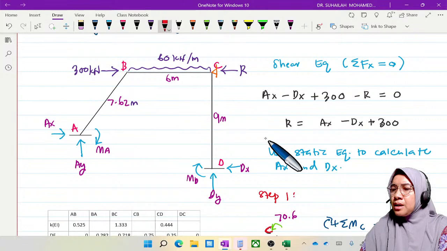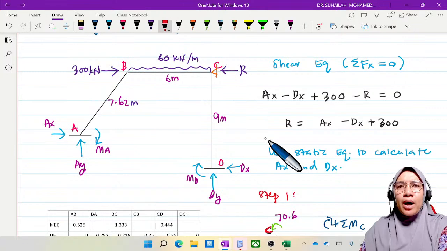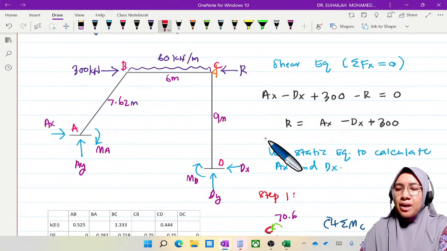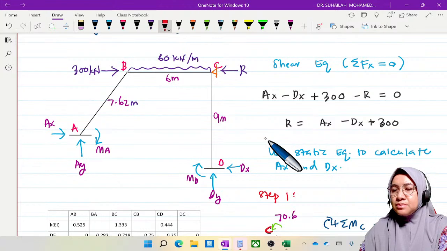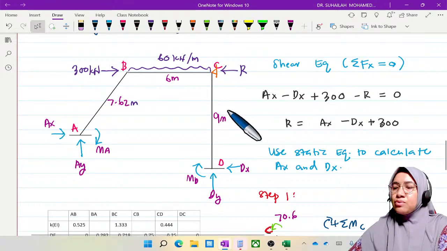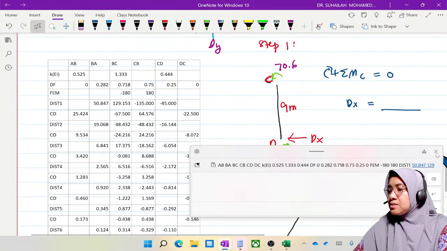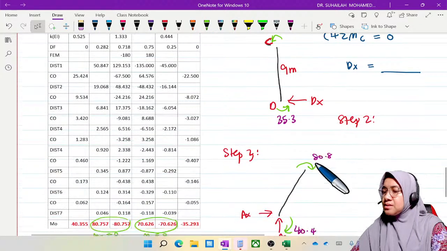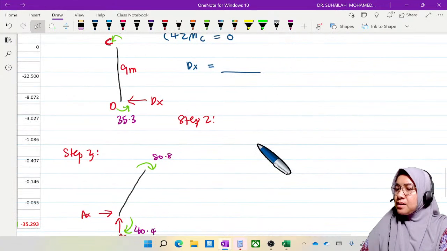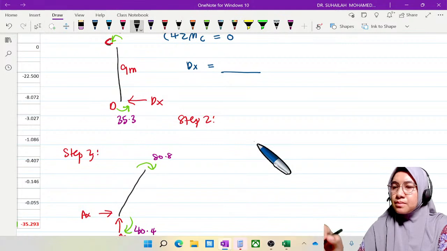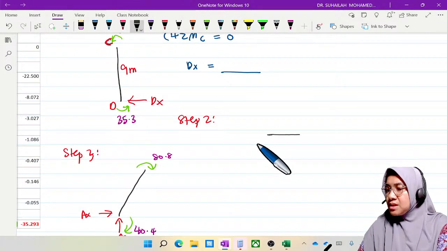Can we get DY, and then get AY, and after that get AX? Can we do that? Actually we have many options, and one of the options is like this. Another option is we have to consider this.